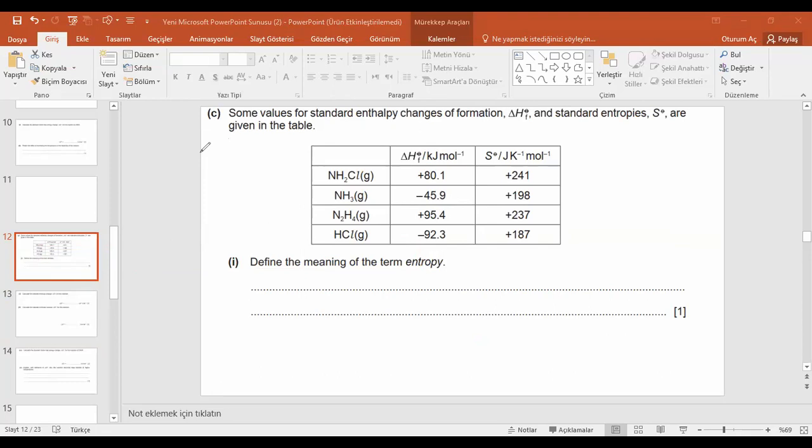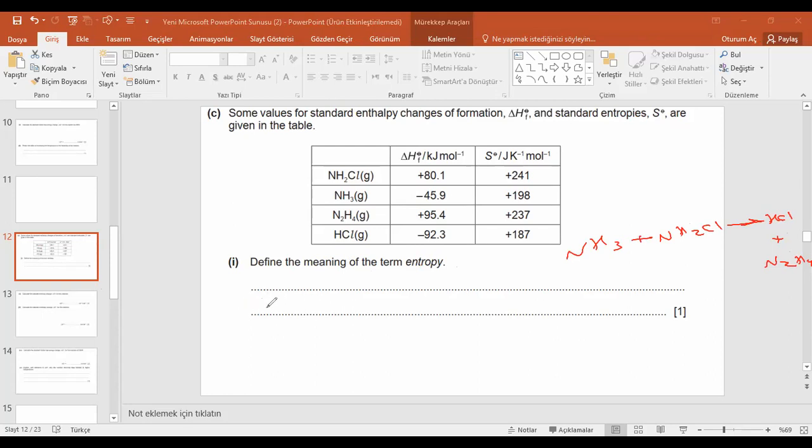The reaction is NH3 plus NH2Cl gives us HCl plus N2H4. So let's calculate the entropy as we saw on the previous page.